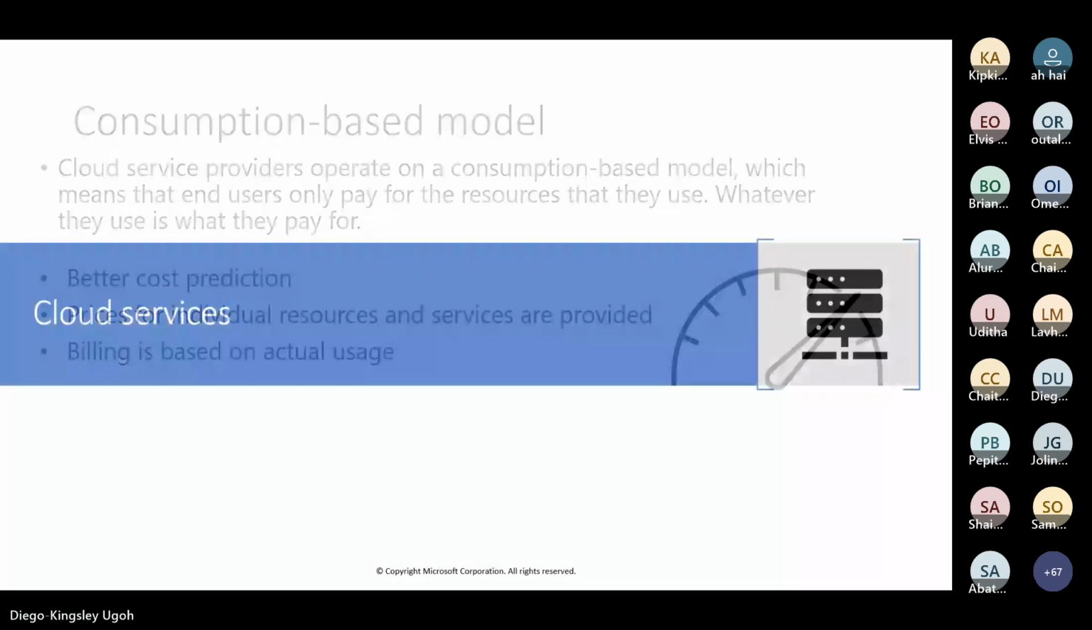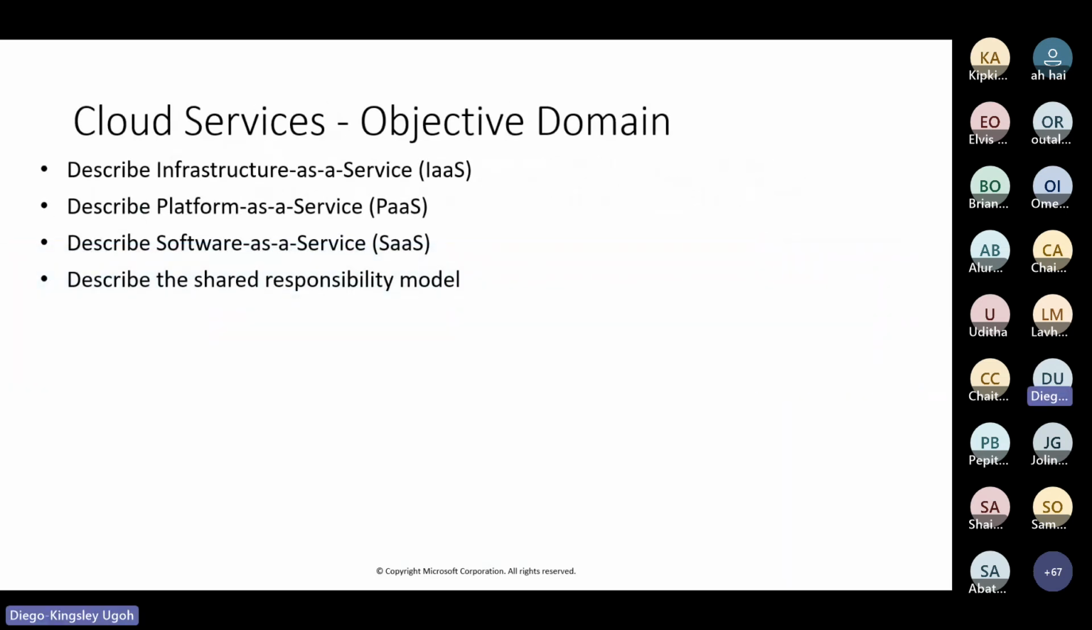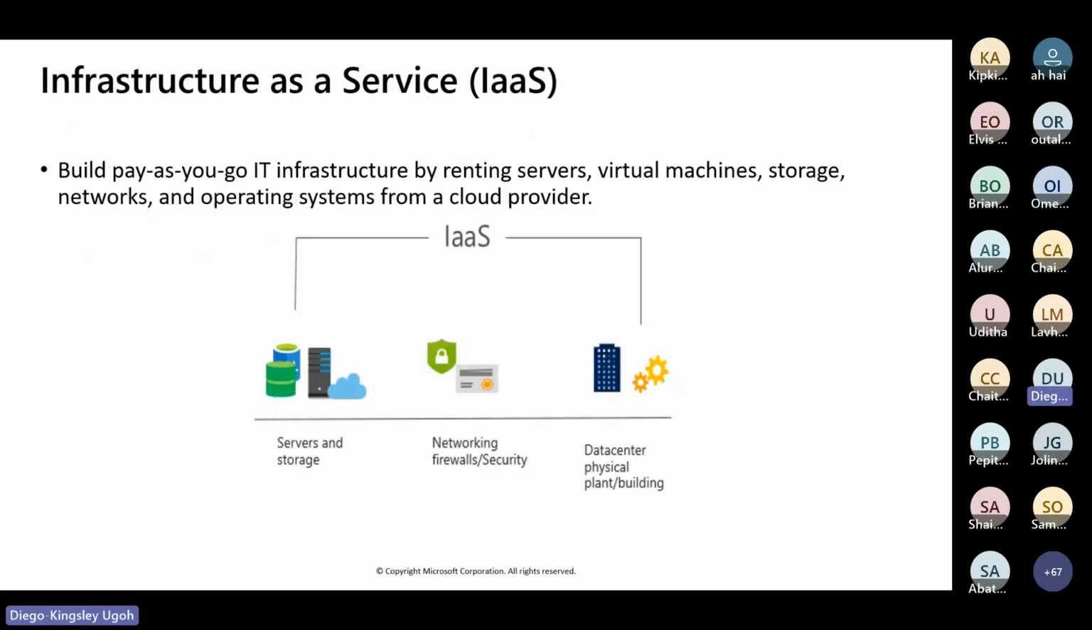Yep. So let's quickly look at the cloud services we have. Like I said, we have IaaS, infrastructure as a service. We have PaaS, platform as a service, and we also have SaaS, software as a service. Let's look at them individually. IaaS, infrastructure as a service. As the name implies, this is a kind of cloud offering where the cloud provider gives you all of the infrastructure you need. They have the infrastructure already, so you can use their infrastructure for your operations.